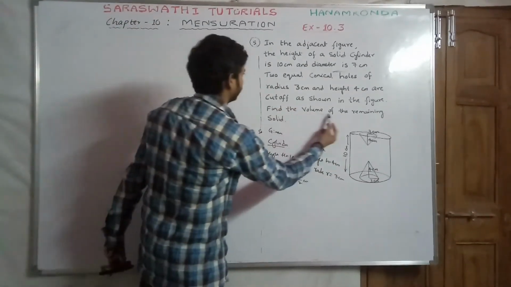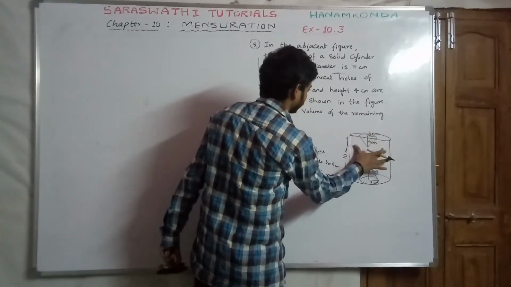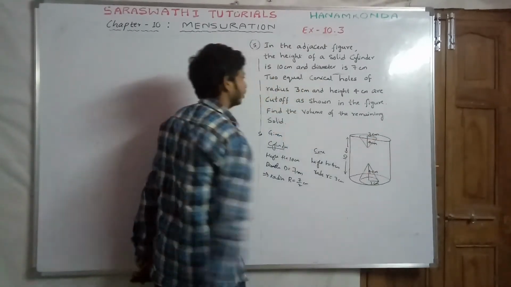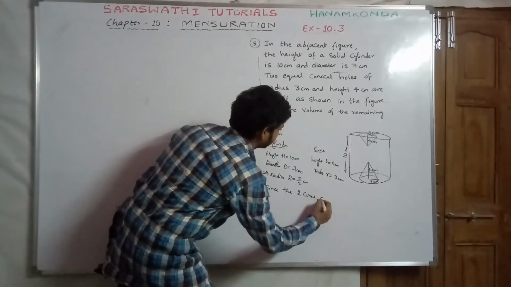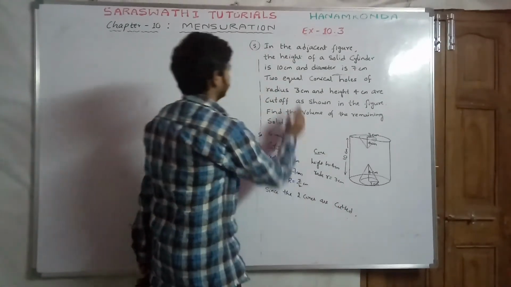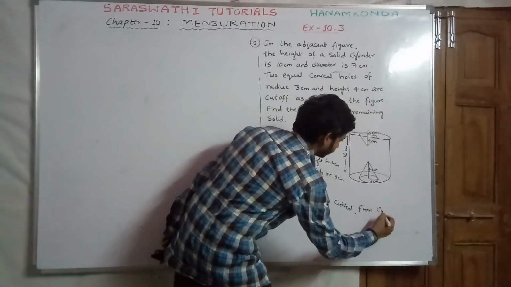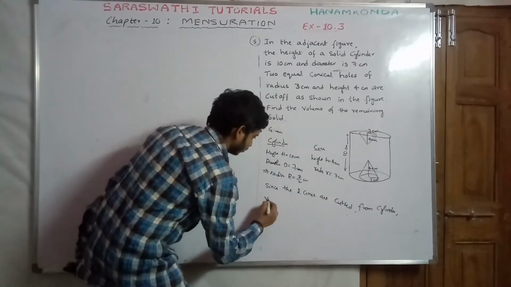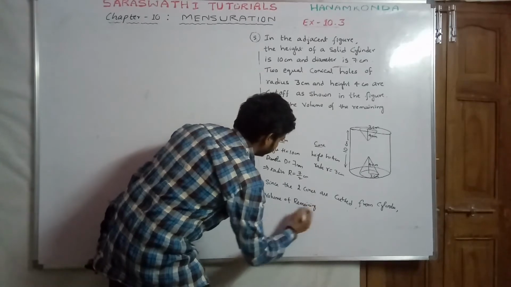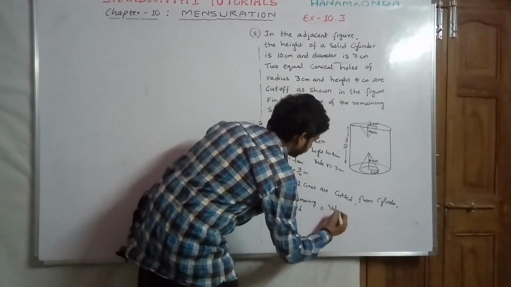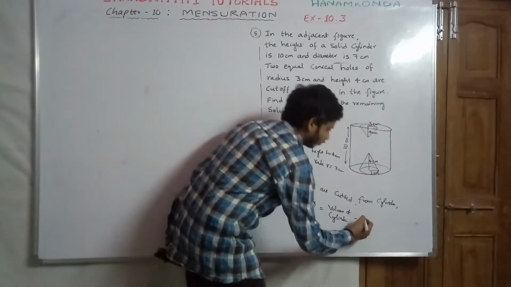So we have to find the volume of the remaining solid. Since the two cones are cut from the cylinder, the volume of the remaining solid equals the volume of the cylinder minus the volume of two cones.